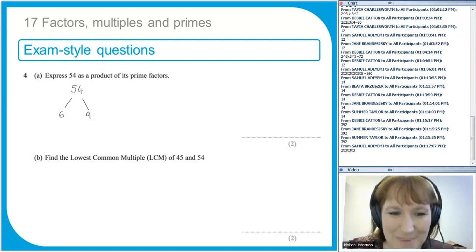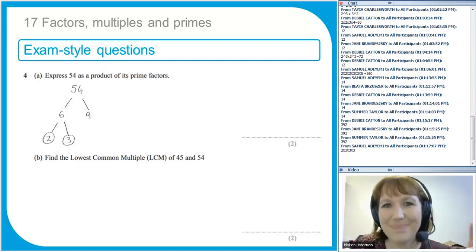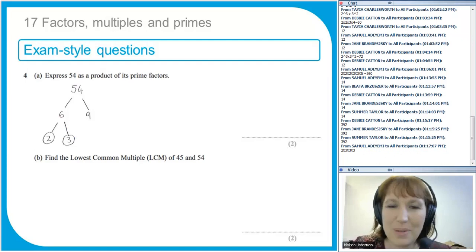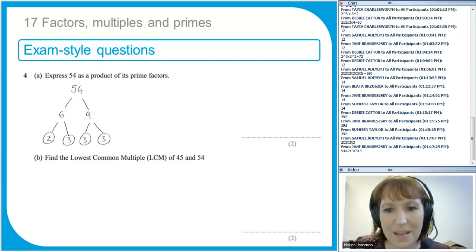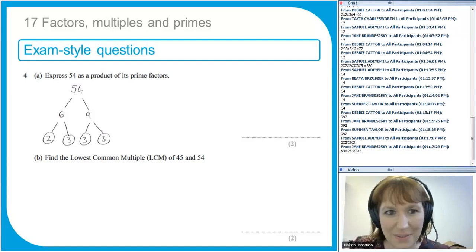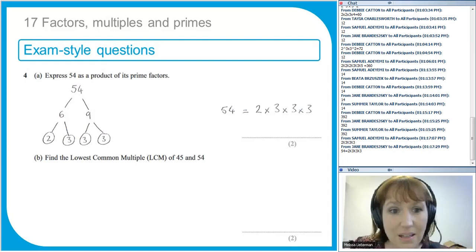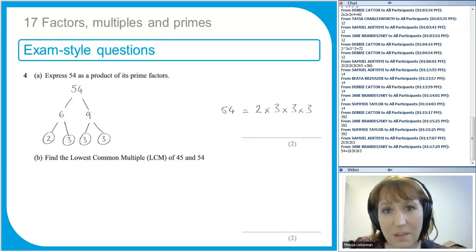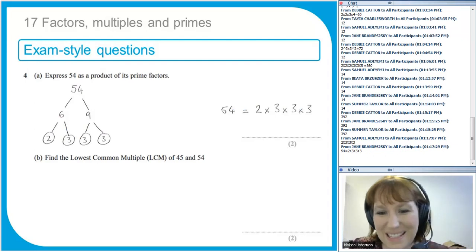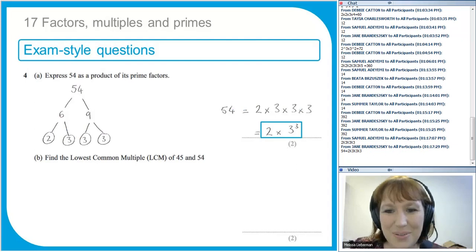Okay, so 6 we split up like this, 2 times 3. And then 9 is 3 times 3, and we circle those because they're prime numbers. So the prime factor form of 54 is 2 times 3 times 3 times 3. You can just leave it like that. It doesn't say that you have to write it in index form, but if you want to show off, you can put it in the index form like this, 2 times 3 cubed. And that's worth 2 marks.